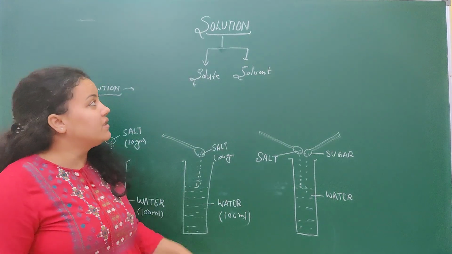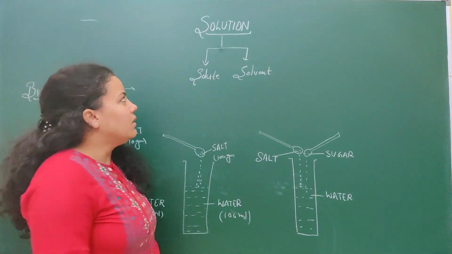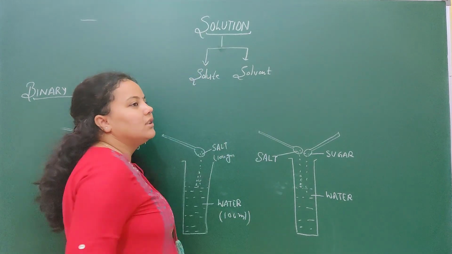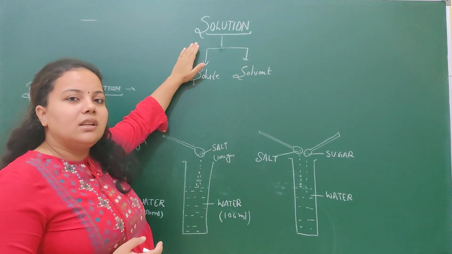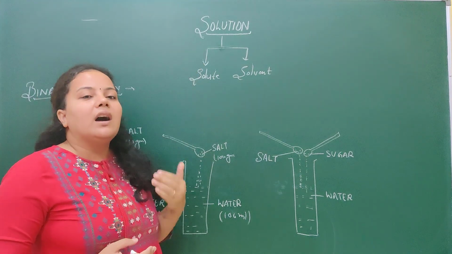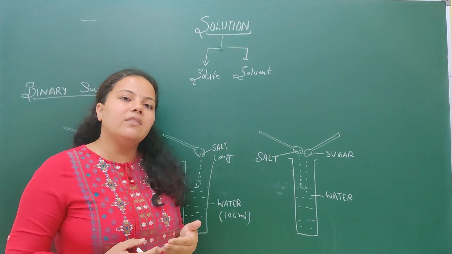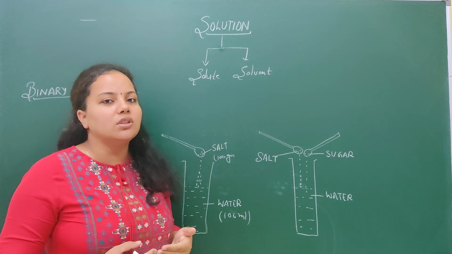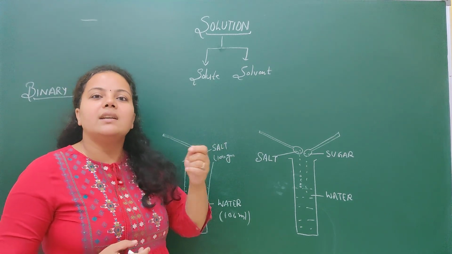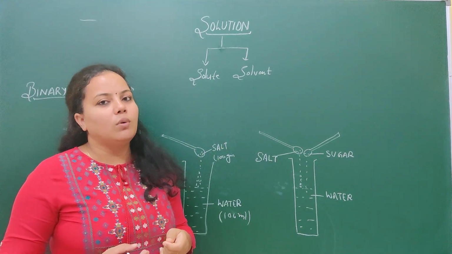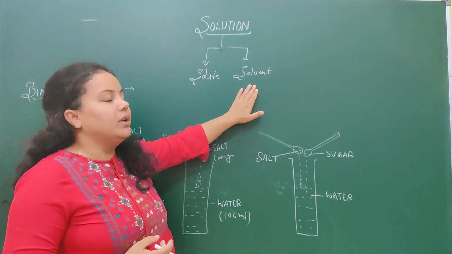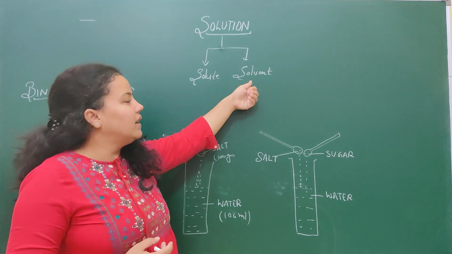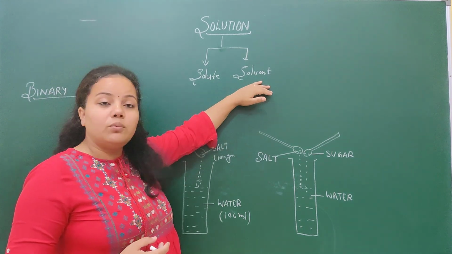12th chemistry, which is solution. So we are going to see this solution in detail. Now if I say a solution, suppose I give you an example, salt solution, what does it mean? Salt is dissolved in water. It basically means the solution consists of two components. One is solute, another one is solvent. So what is solvent?